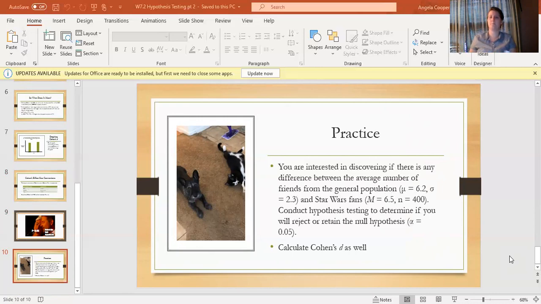So here we have a practice question, because of course we do. Let's do this one all together. We're going to be calculating Cohen's d as well as determining whether or not we're going to reject or retain the null. So with that, let's get cracking. Let me just erase my board.